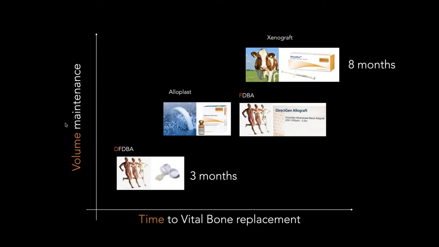So when you're trying to do a large grafting procedure to create a lot of volume, typically you have to wait longer, but you can sort of err on the side of xenograft type materials. On the other hand, if you have very clean extractions and all the bony walls are present and you're in a hurry and the patient's in a hurry, you can move more towards the DFDBA. In my practice, I kind of sit in the middle. And so what I do is I almost exclusively use FDBA, which is the mineralized allograft.